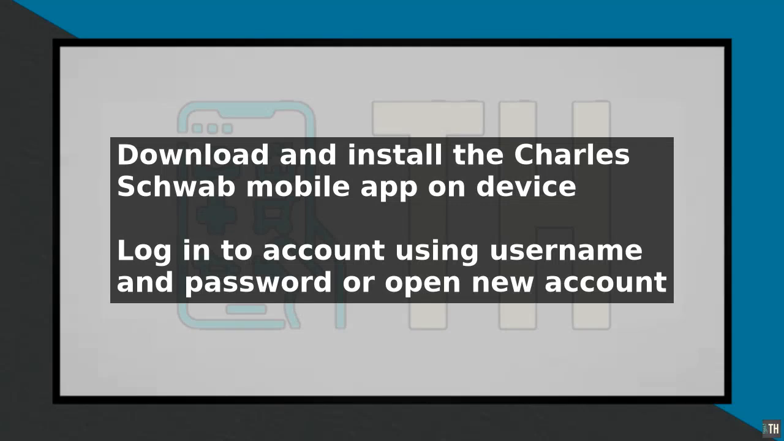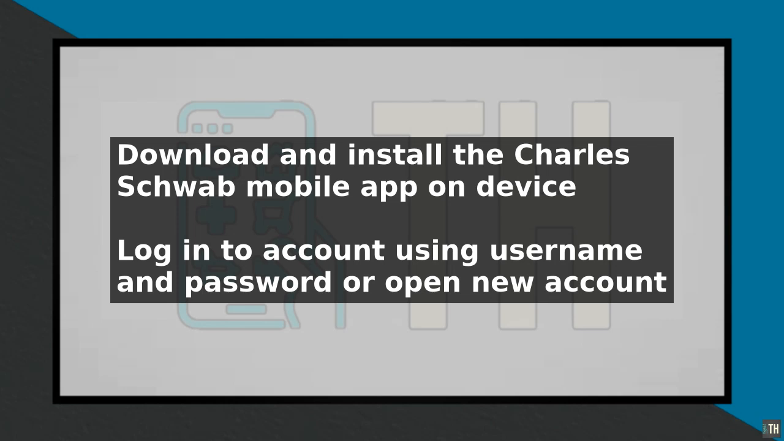To trade options on the Charles Schwab mobile app, you will first need to download and install the app on your device. Once installed, log into your account using your username and password. If you do not have an account, you can open one directly from the app.